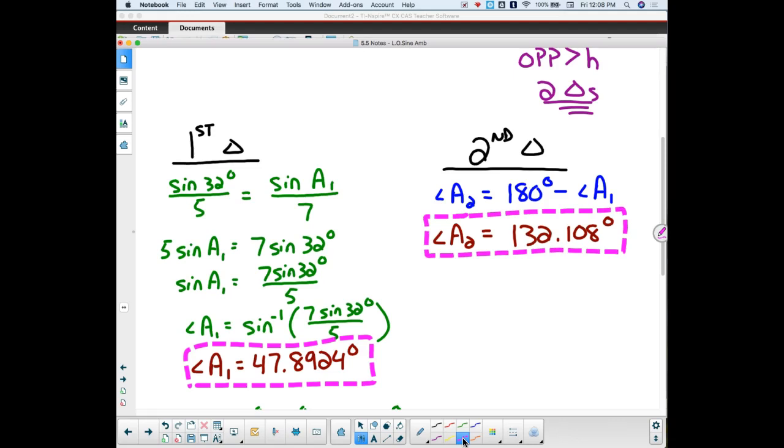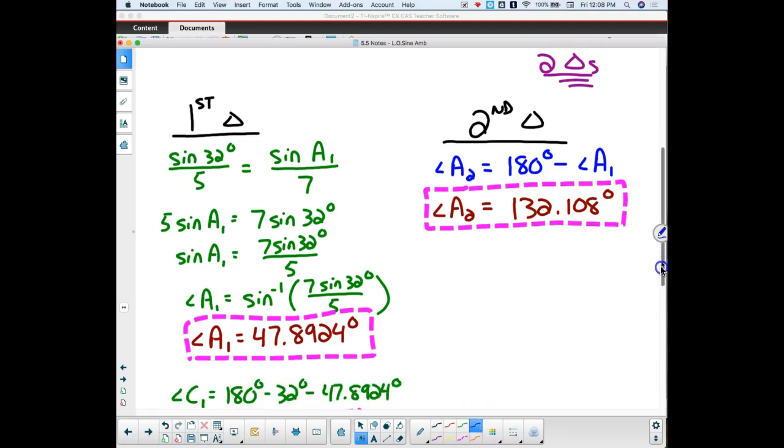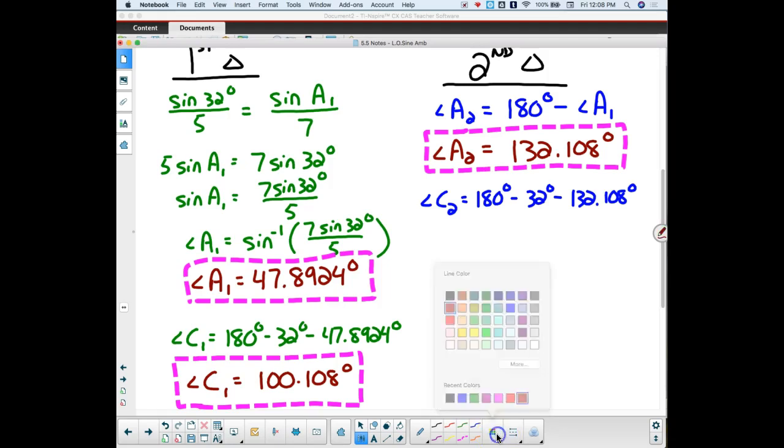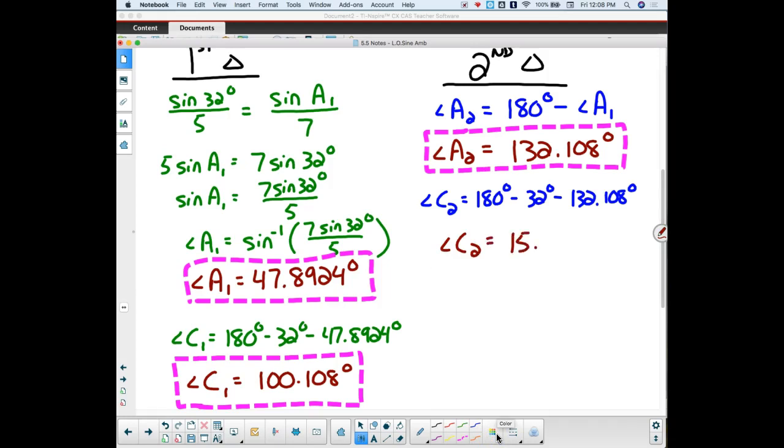We can now find angle C sub 2. That's going to be 180 degrees minus 32 degrees minus 132.108 degrees. And angle C sub 2 now is 15.8924 degrees. Again, when I did my calculations, I didn't round. I kept everything on my calculator, and my calculator goes to 6 sig figs. That's why everything's in 6 sig figs.